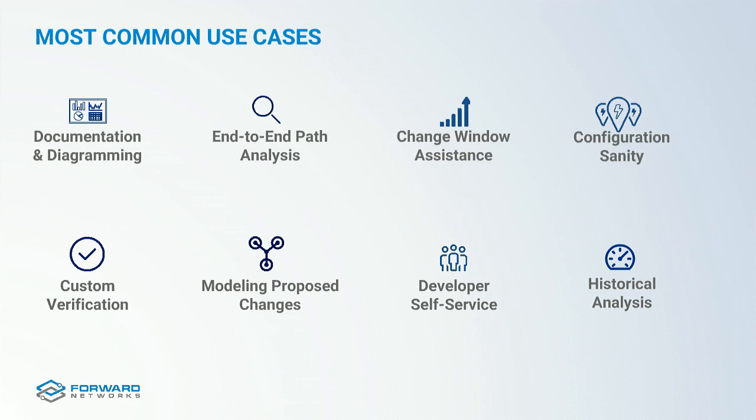A very popular use case is developer self-service, which is using Forward Enterprise to expose the network behavior to app developers so that they can understand how their application is performing or how their application is doing vis-a-vis the network. And another very interesting use case is historical analysis. Basically, customers use the models that have been generated by Forward Enterprise over a period of time as a historical repository of the network's behavior and use it to understand how the behavior of the network changed and evolved over time.